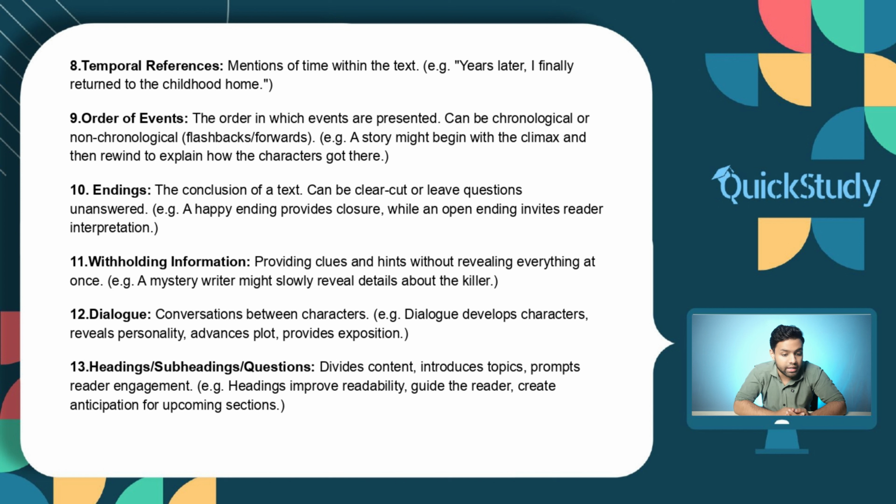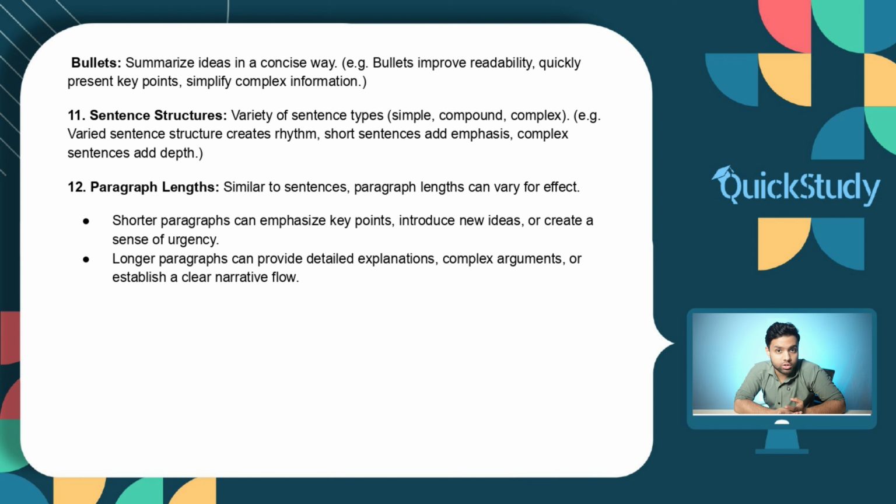Number 13 would be headings and subheadings or questions. Divides content, introduces topics, prompts reader engagement. For example, headings improve readability, guide the reader, create anticipation for upcoming sections. So if there is a heading given, we would already know what this topic would be about. Bullet points might also be used in an essay or a story. This summarizes the ideas in a concise way. So bullet points basically improve readability, quickly present key points, and simplify complex information.